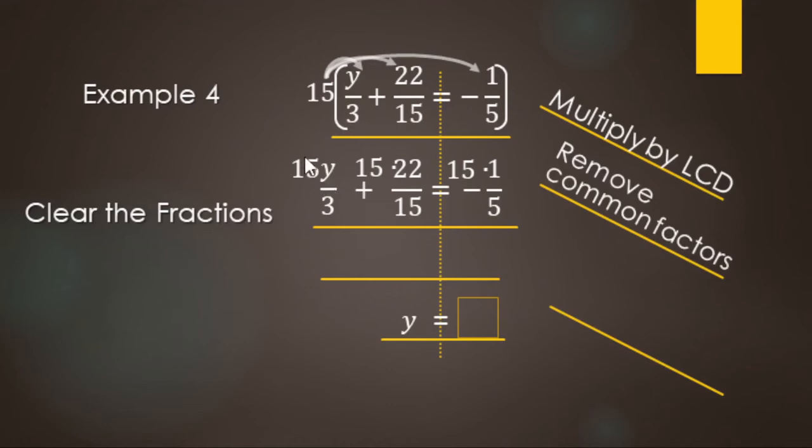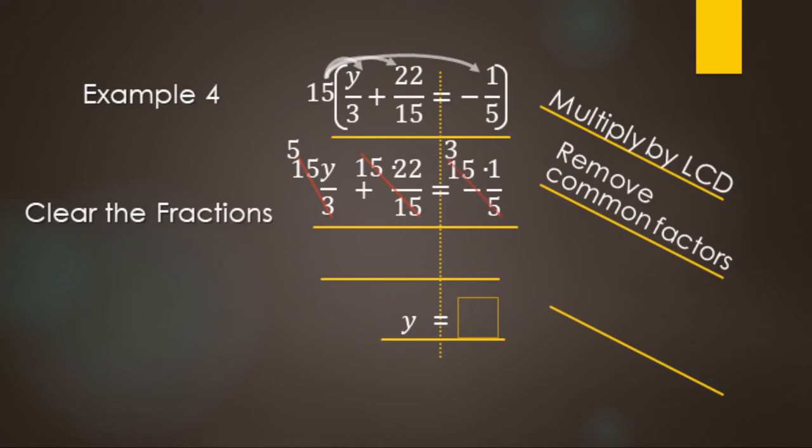So over here we have a common factor of 3. So we're going to remove a factor of 3 or divide out a 3. So that leaves us with a 5 there. Over here we have factors of 15 that we can divide out, and those both go bye-bye. And then over here we have a factor of 5 that we can remove from both the numerator and denominator, and that's going to leave us with a 3.